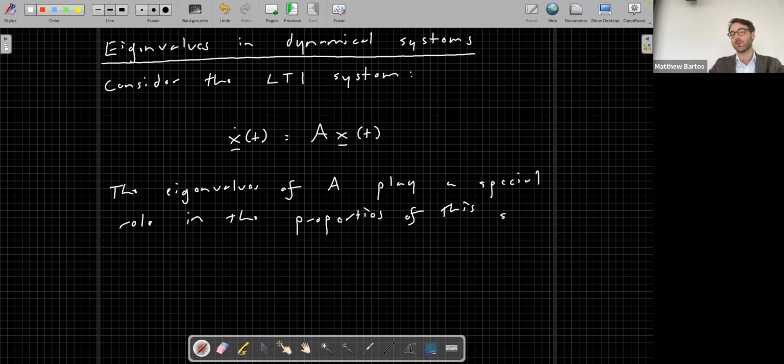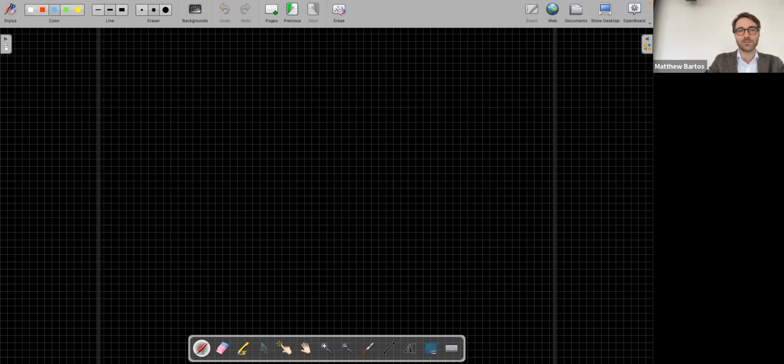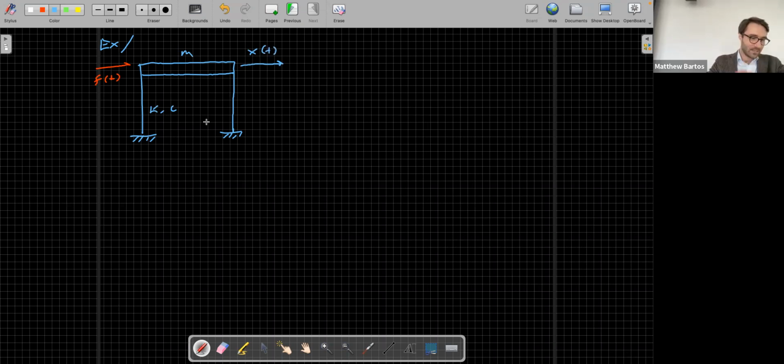So I know that there are some questions about the relationship between the state space form and the frequency domain. We're going to get into it in this next example here. So let's go back to our old friend, the structural system. We have some force F of t, stiffness K, damping C, mass M, induces a displacement x of t. And actually, let's just consider the homogeneous case right now. So let's just forget about this force here.